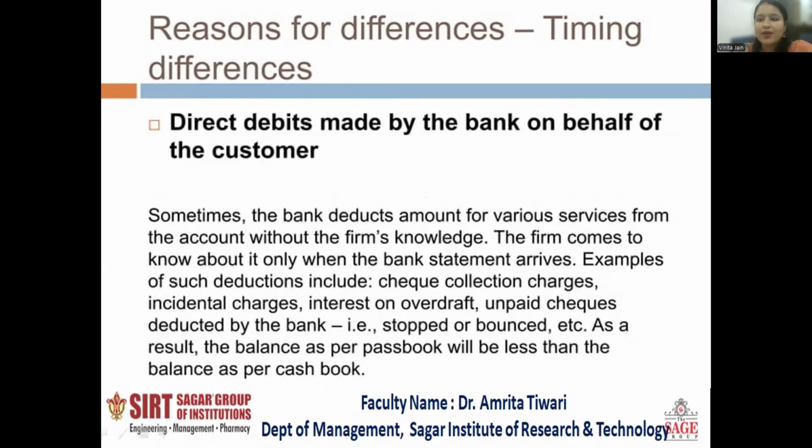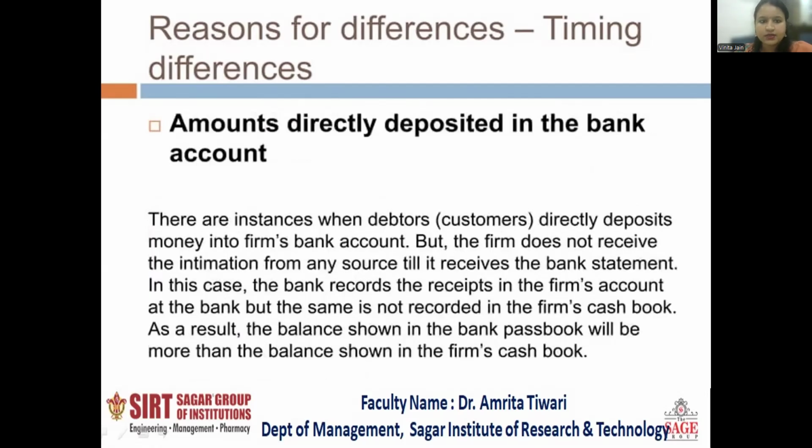Direct debit made by the bank on behalf of the customer. Sometimes the bank debits the amounts of various services from the account without the firm's knowledge. The firm comes to know about them only when the bank statement arrives. Examples of such deductions include cheque collection charges, incidental charges, interest on overdraft, and unpaid cheques. As a result, the bank balance as per the passbook is less than the balance as per the cash book.